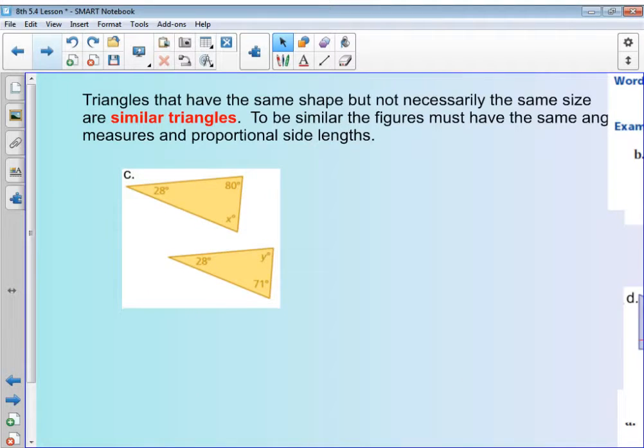I want you to try this one. You're going to check and solve for x and y, and some of you will be comfortable just solving for one of them. Then you're going to check to see, do I have the exact same angle measures? Go ahead, pause your video and work through this one really quickly.